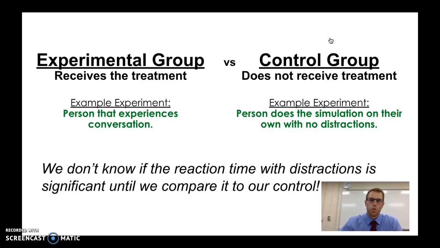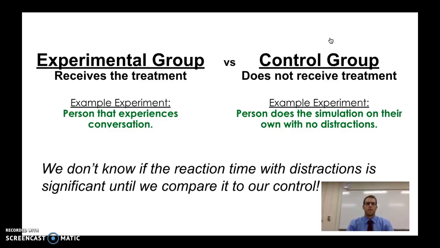The control group is the group that doesn't receive the treatment. We don't have distractions. The person's just on their iPad and they're doing the reaction time app. And let's say they do it and they have a reaction time of 0.2 seconds. So that's way faster than our experimental group. Now we could compare the 2 treatments. And we're like, wow, yeah, distractions definitely affect reaction time. In this case, it actually hurts reaction times. So it allows you to compare things.